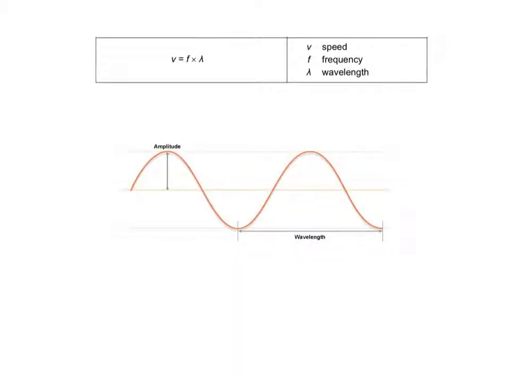The final equation on your Unit 1 datasheet is this one, V equals F times lambda, and lambda stands for wavelength. So V is the speed, F is the frequency, and lambda, this Greek letter, is the wavelength. Again, you don't get given the units, so please remember that the wave speed is in meters per second. The frequency is in something called hertz, which is a capital H with a little z after it as the symbol, and the wavelength is given in meters.